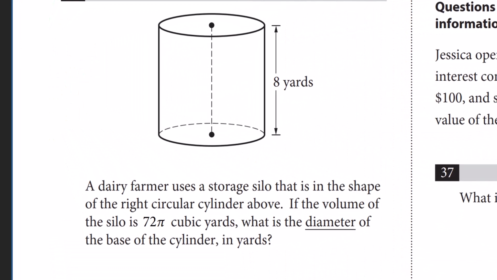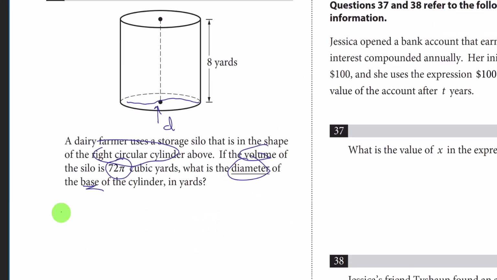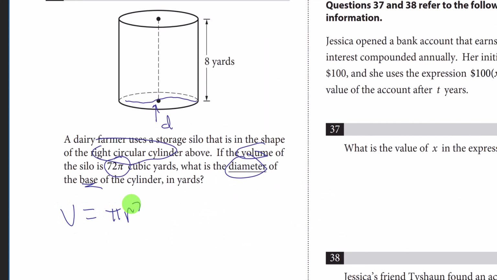This is a rare question involving a cylinder. You really don't see cylinders too much on the SAT. So you got a dairy farmer, and he's got a right circular cylinder. The volume is going to be 72 pi cubic yards. What is the diameter of the base? So we're looking at the diameter of the base right there. That's what we want. And if you look up above, volume equals pi r squared h for a right cylinder. And we know that this thing is 72 pi cubic yards, pi r squared h. And we know that height is 8. These cancel out. And I'm going to divide both sides by 8.